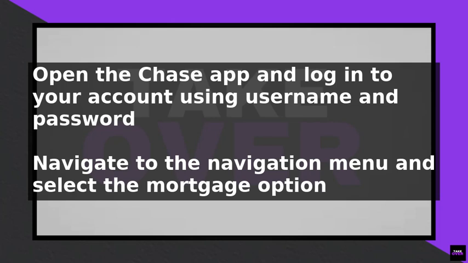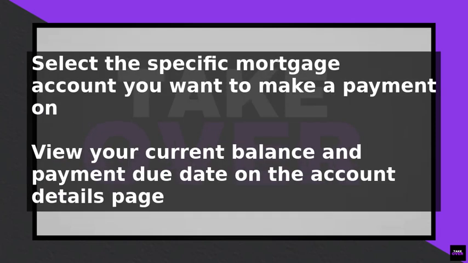You will then be taken to the account details page where you can view your current balance, payment due date, and other important information. Next, select the Make a Payment option and choose the payment method you want to use. You can use a Chase checking or savings account, or an external account from another bank.